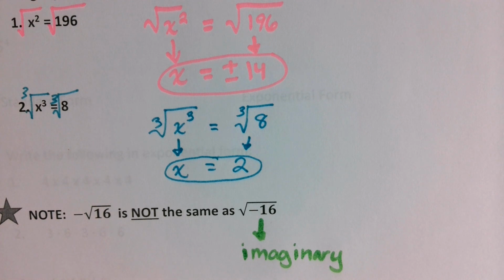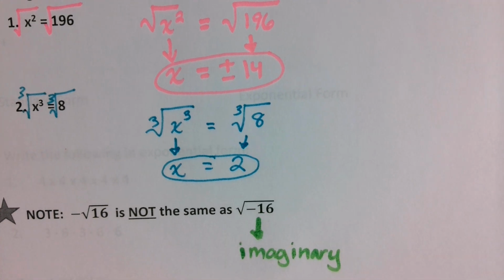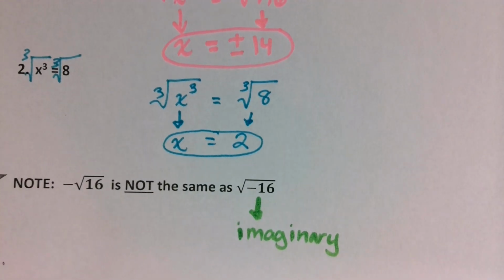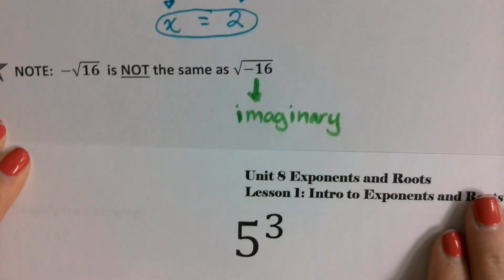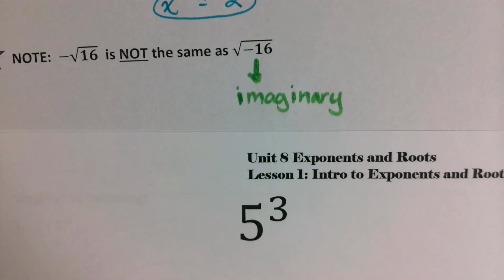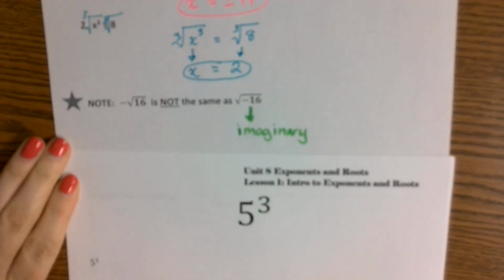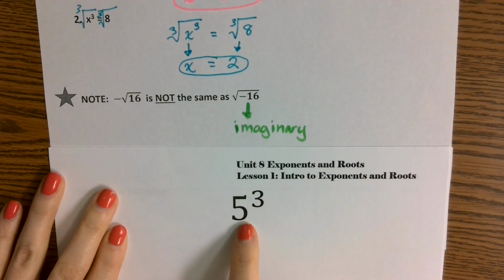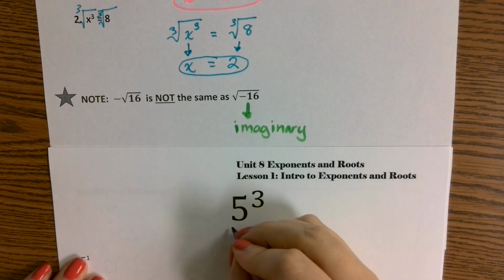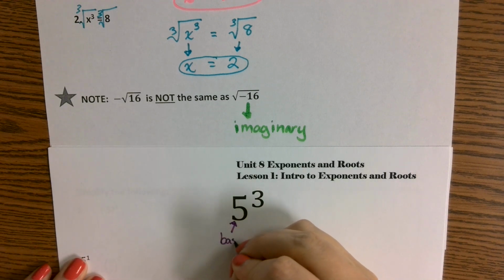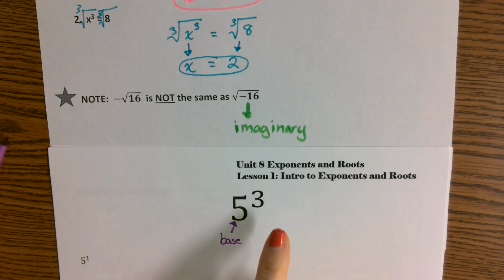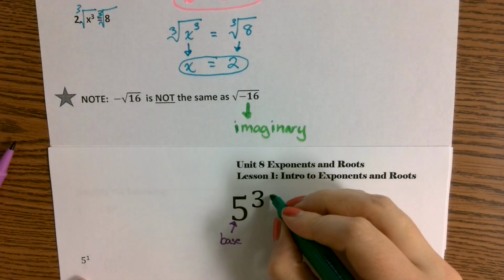All right. Flip it on over. Enough about the roots. Let's go ahead and get into our exponents. Talk about our exponents now. So this 5 to the third power, this is your base value. So underneath here, I want you to go ahead and write down that this is a base. And then the number in the corner, that is your exponent.